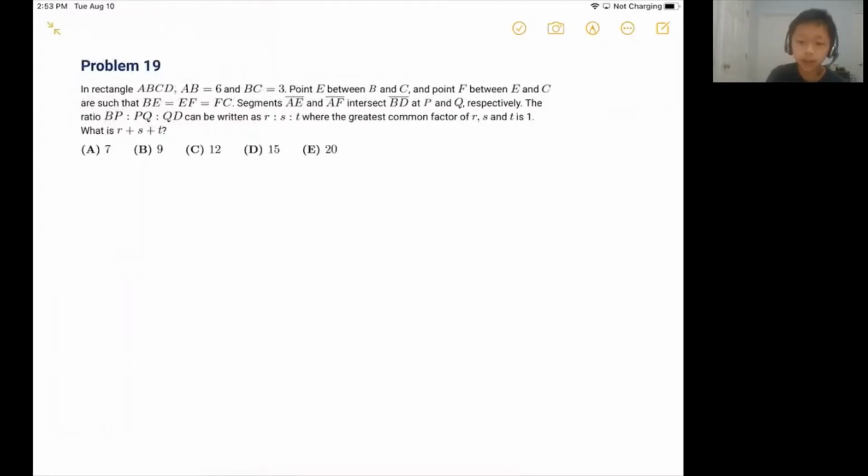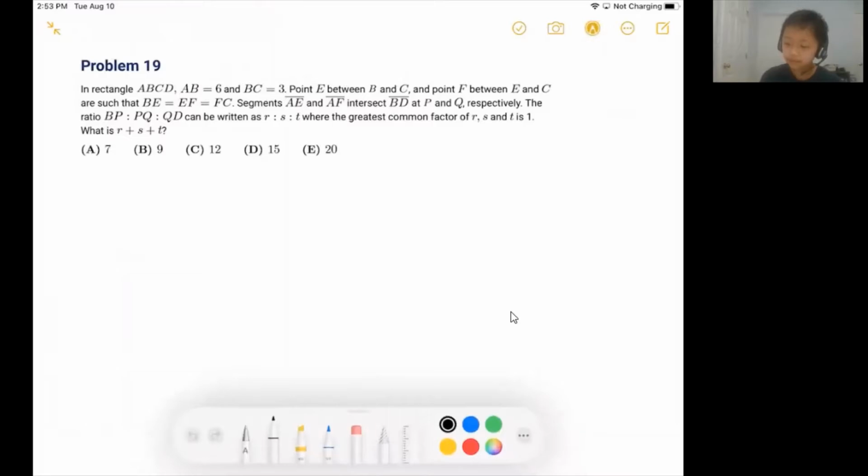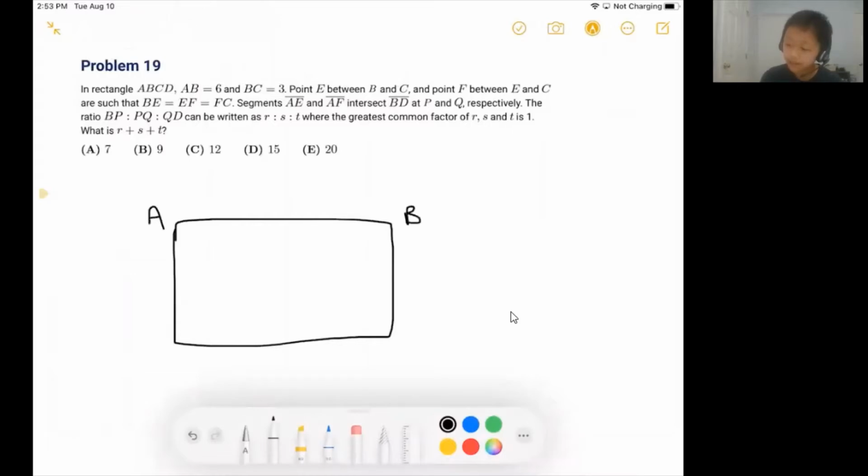So this is a geometry problem. We're basically given a rectangle ABCD with AB equals 6 and BC equals 3.